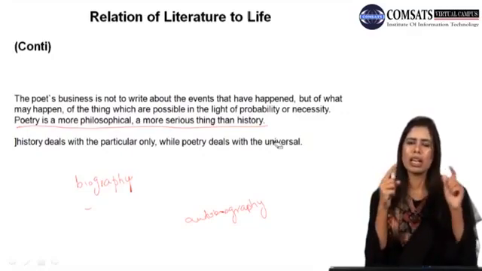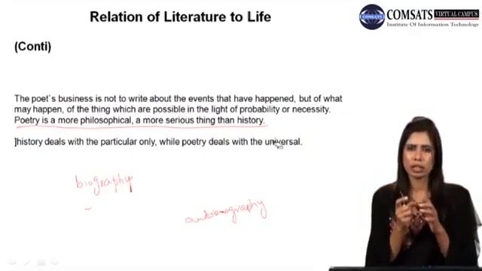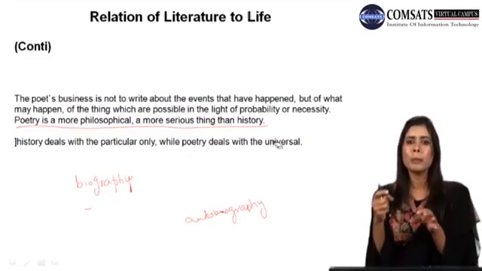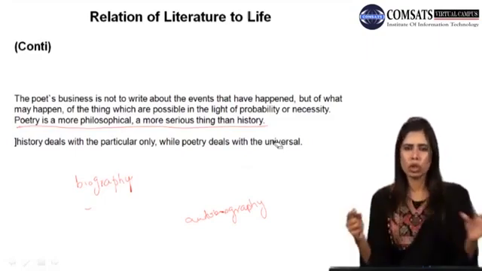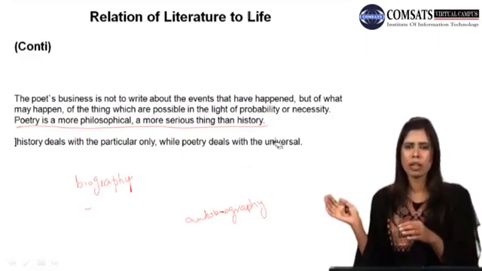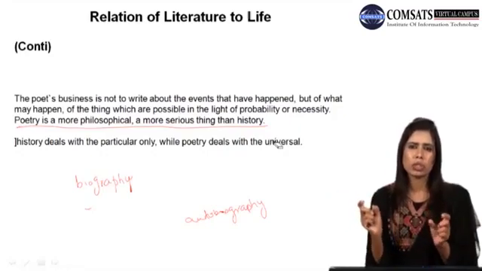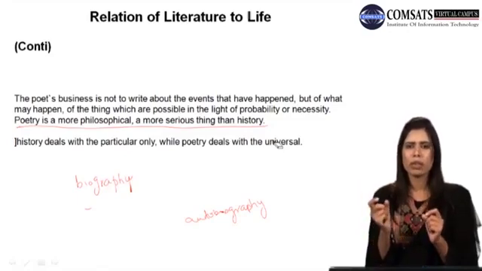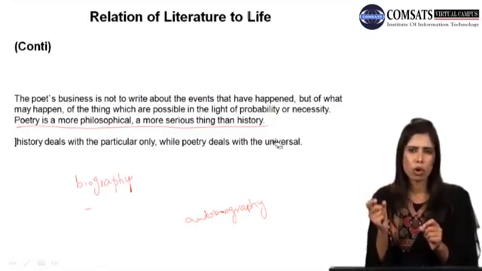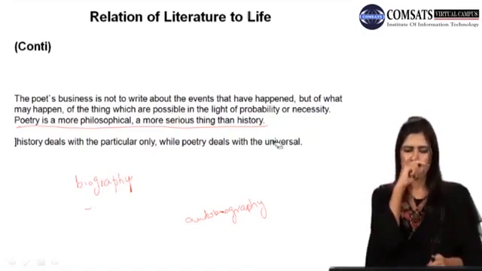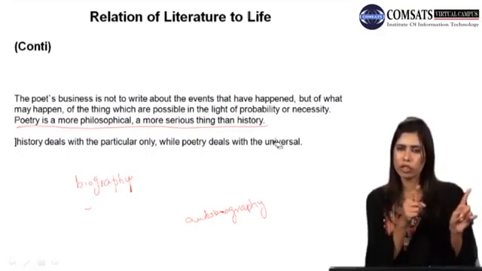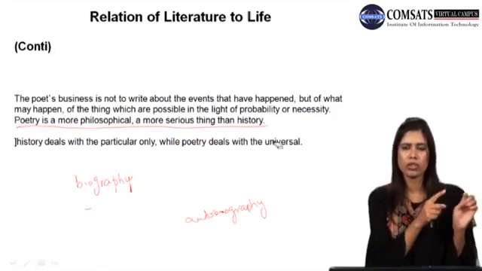So literature is a clear depiction of the society itself. That is not something which is written by any other society. A book of history can be written by any person who is not part of that society and is living in any other part. But literature is a clear-cut depiction of the society itself. That is why it is known as the autobiography of the society. So again come to the point that history deals with the particular only, while poetry deals with the universal. So it is here we differentiate between literature and history as well.